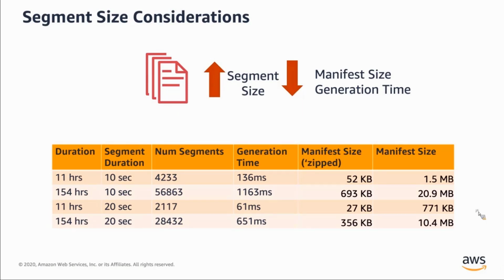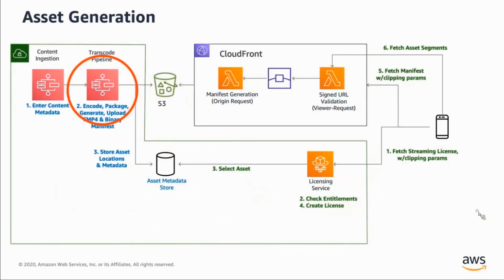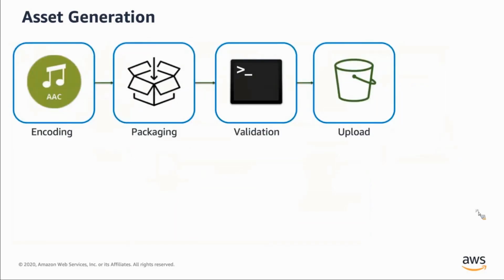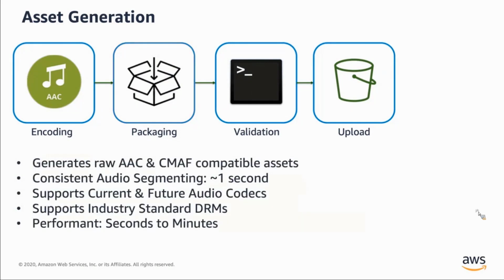So next, let's dive deeper into our transcode pipeline. Here are the 4 major steps that are involved in any transcode pipeline. The first thing that we did was to replace our packaging step. We replaced it with a packager that could create our AAC and CMAF assets, could also support our current and any future set of audio codecs we may want. It can also support industry standard DRMs that we may want to implement in the future, and was performant enough to generate our largest content in a matter of minutes.